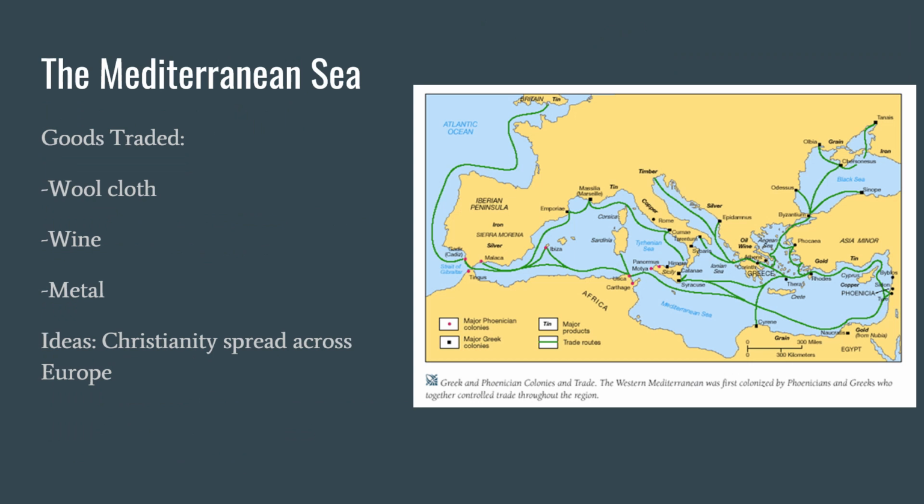The Mediterranean Sea route, you have goods like wool, wine, metal, all of which are being traded and spread across Europe. But you also have the ability for Christianity to really take hold in Europe as well. And so that begins to spread across Europe as a result of the Mediterranean Sea routes, as well as earlier with the Roman Empire, which, at least the Roman Empire as we think of it, was far gone by the time 1500 AD came, but it still helped in spreading Christianity across the world.